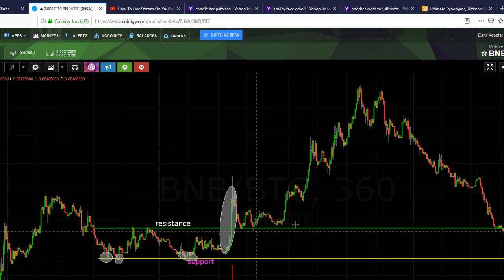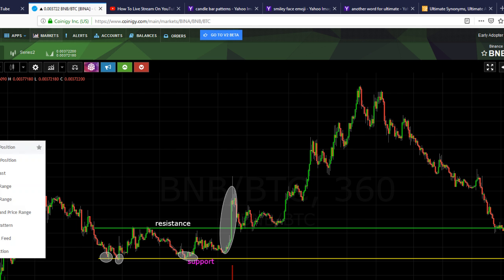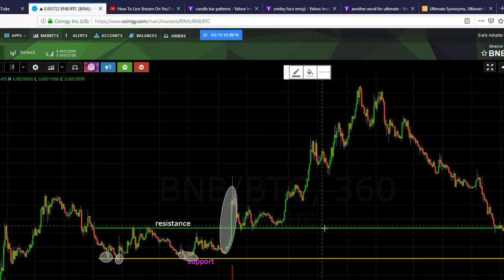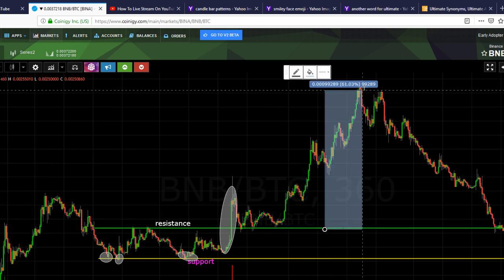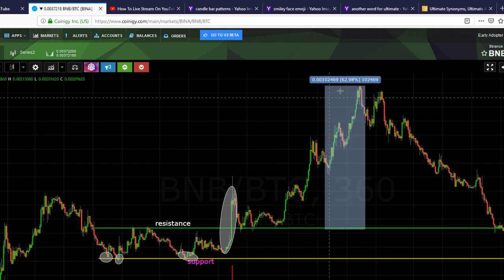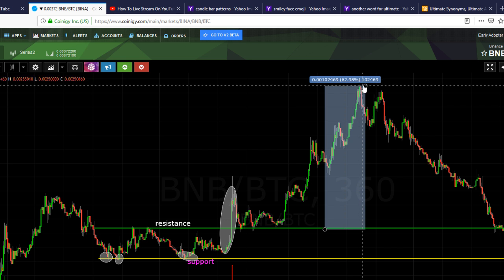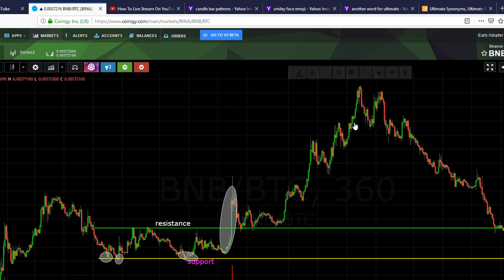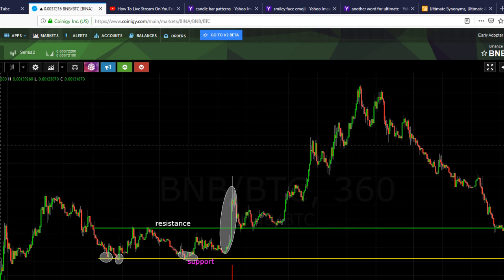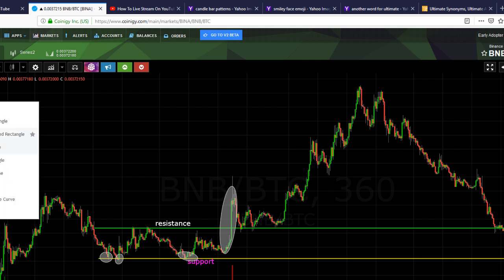So as you can see, once we came to the third time close to testing the support, we had another nice rally here. So let's say you bought at the support level and you sold here. That's a 62% gain right here, right? So the whole time we're trading upwards.